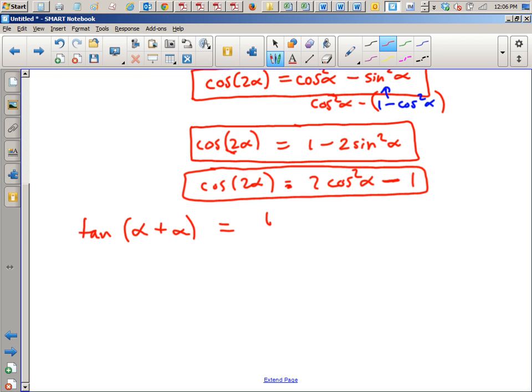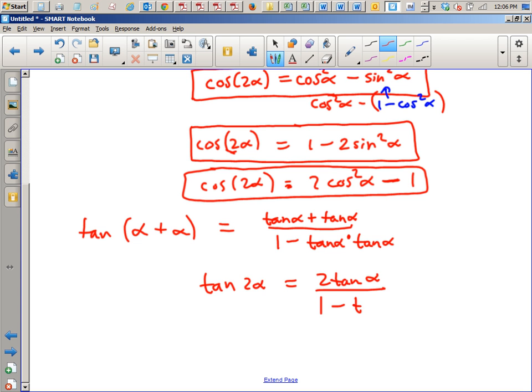Okay, so you would be doing tan of alpha plus tan of alpha over 1 minus tan of alpha times tan of alpha. In other words, this would just give you tan 2 alpha is 2 tan alpha over 1 minus tan squared alpha. Did anyone get that? Good, good. Okay, so we have some brand new identities, and the second one has 3 versions.